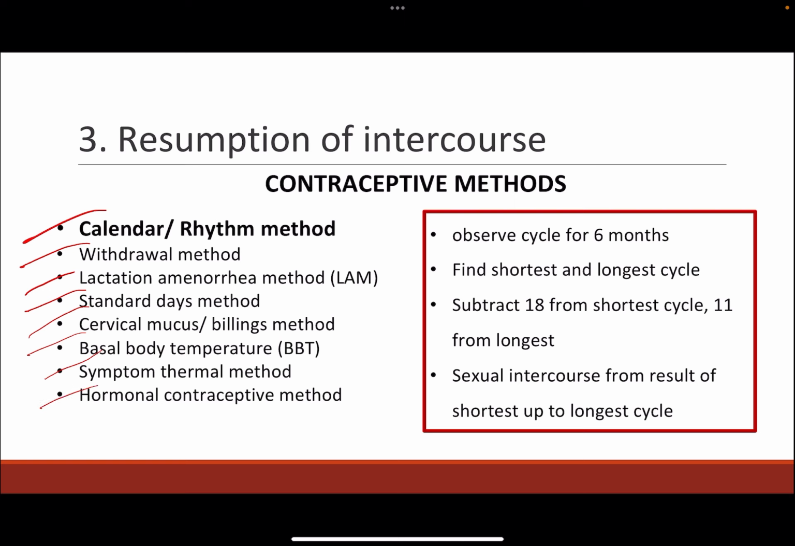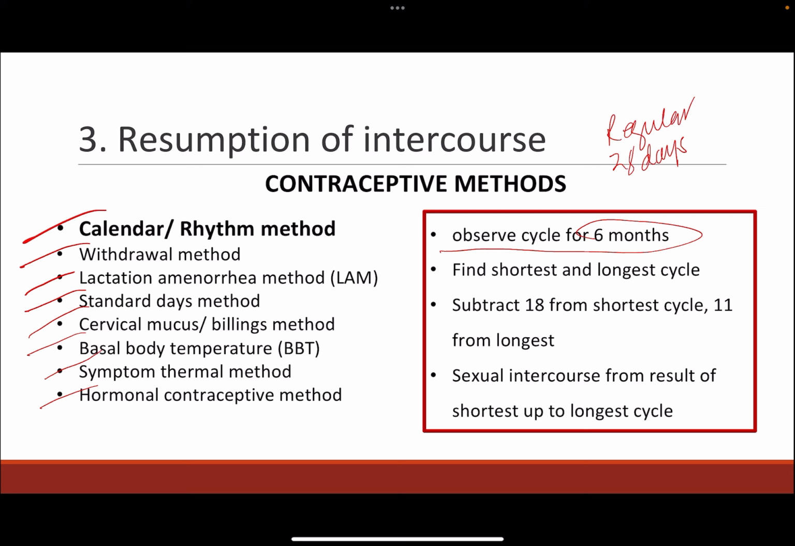So under the calendar rhythm method, we have to observe the cycle for 6 months, if regular. What do you mean by regular? Dapat 28 days cycle siya. Hindi pwede 31 ngayon, next month is 30, next month is 27. Hindi. So dapat 28 siya. Then find the shortest and longest cycle. Then subtract 18 from the shortest cycle, and 11 from the longest cycle.